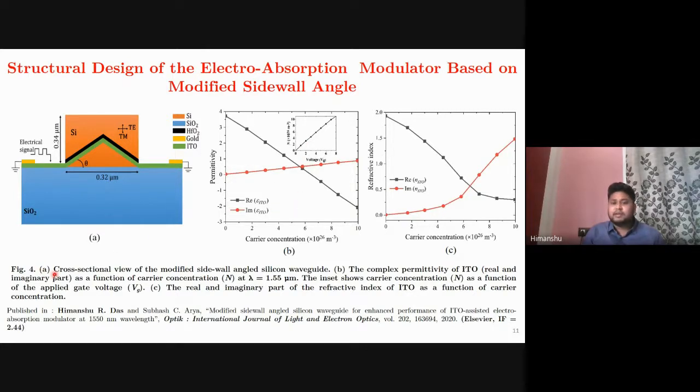Now coming to figure 4C, here it shows the refractive index of ITO, that is the change in refractive index of ITO with increase in carrier concentration. This graph is calculated from the permittivity. We know that permittivity equals (n minus ik) whole square. From that equation, the refractive index for the ITO is calculated. This work was published in Optik, International Journal for Light and Electron Optics, volume 202.